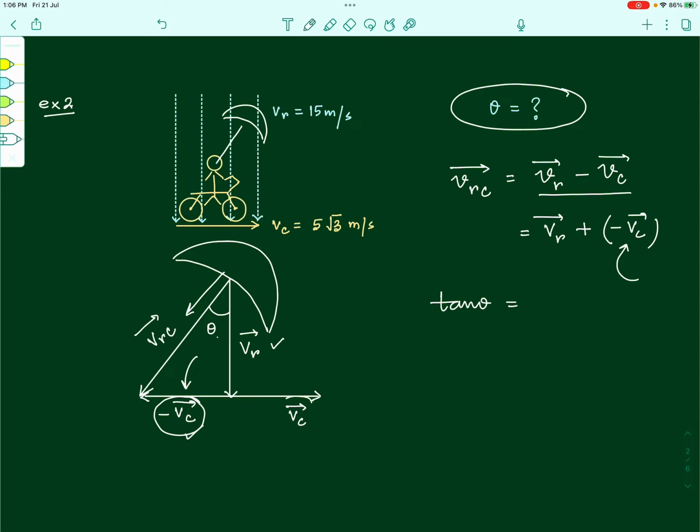The magnitude would be the same as that of VC, and VC is given to us. VC is 5 root 3. So, it will be 5 root 3 divided by the base. The base length is this, which is nothing but the speed of the rain falling down, which is given to be 15, right. So, 5 root 3 by 15 comes out to be 1 by root 3. So, we understand that theta here will be 30 degrees. That will be the answer.